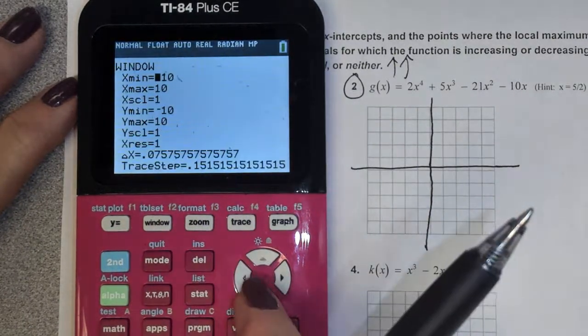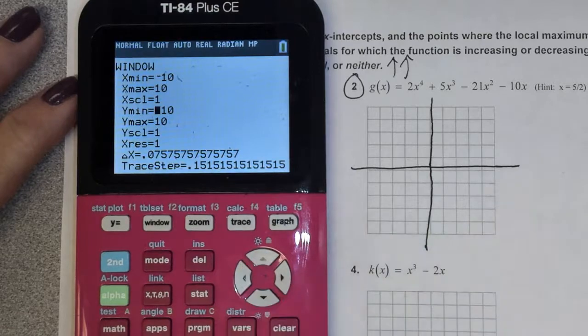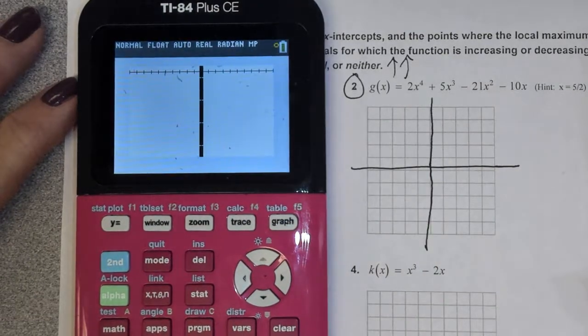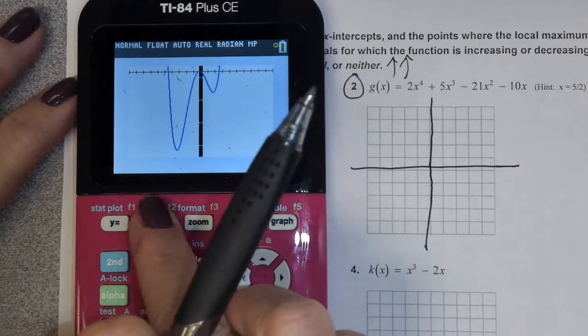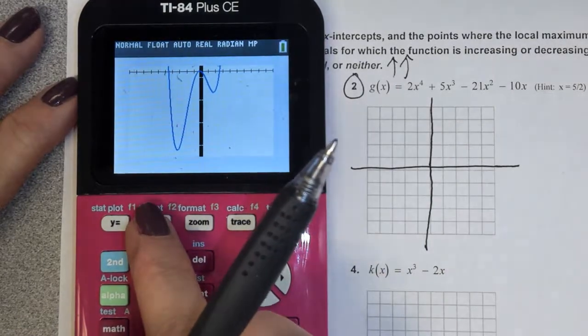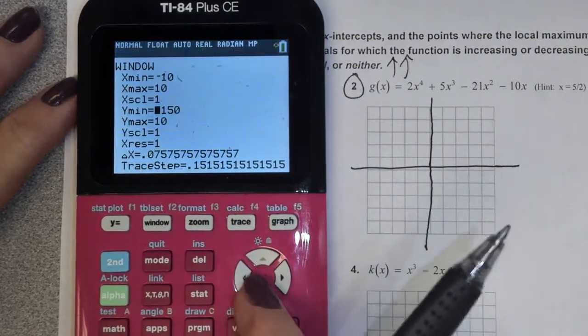So I'm going to go to my window. I am going to make my y minimum a lot lower because I want to see the bottom of this graph. That's a lot better. I'm actually going to make it go up higher too. I want it to look a little better.